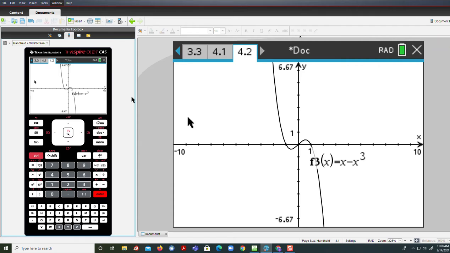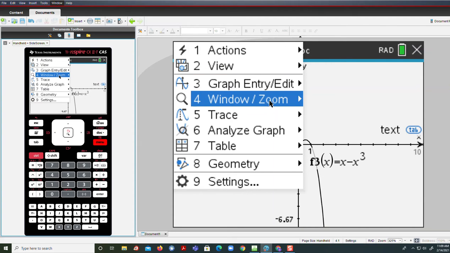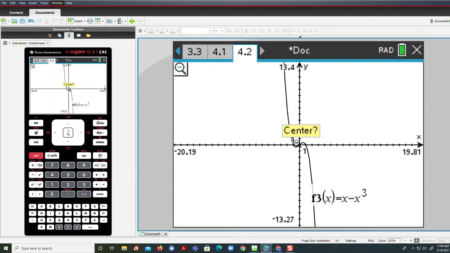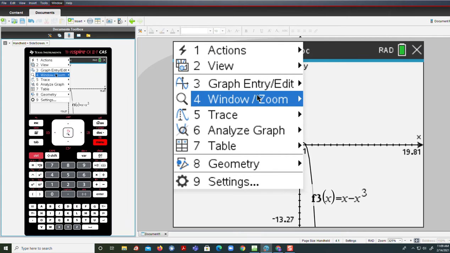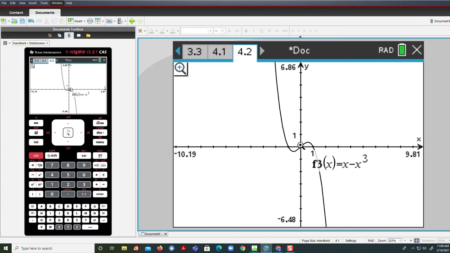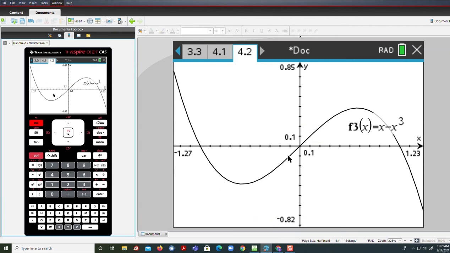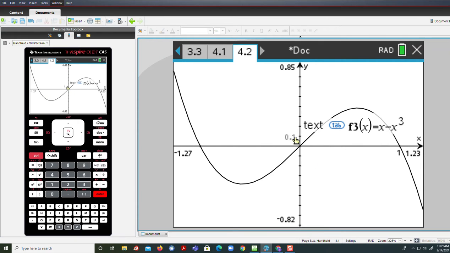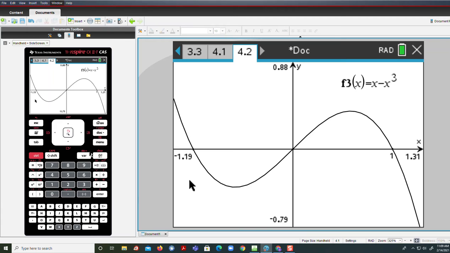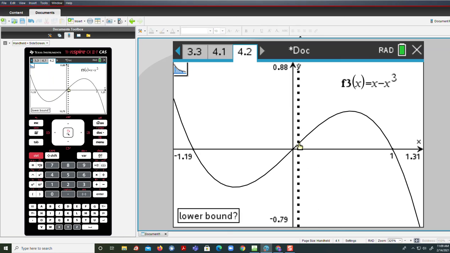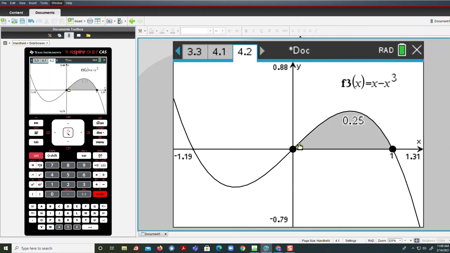Okay. Now, let me do some zooming in. Zoom in. Wait a minute, that was zoom out. I want zoom in. Zoom in, please. Boom, boom, boom, boom. Now, let me just change this. Now notice, here, this region S is up here. It's the area underneath this curve. So, I'm going to go analyze graph, integral, lower bound 0, upper bound 1. Boom.